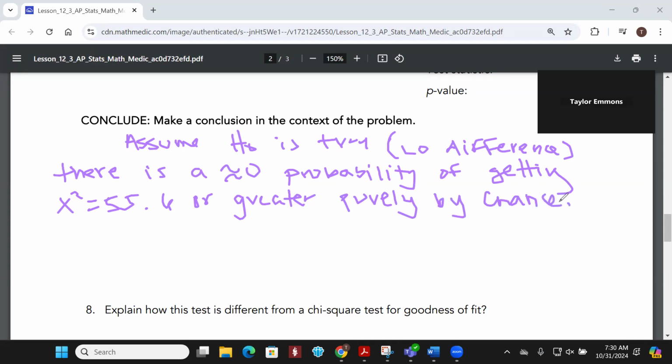Good. All right, so assume the null is true. There's no difference. Oh, that's a no? I thought it was less than 0.